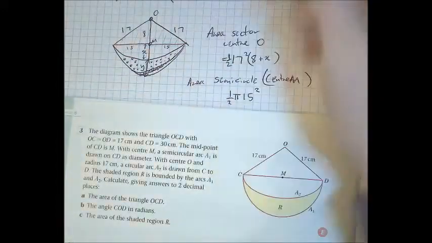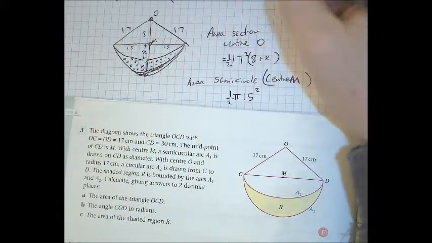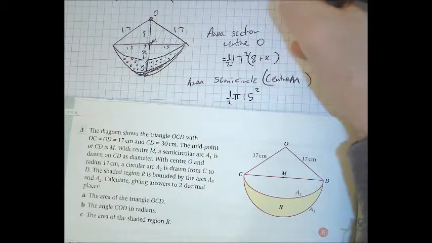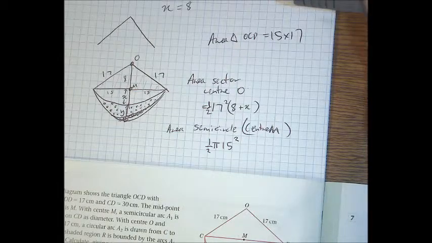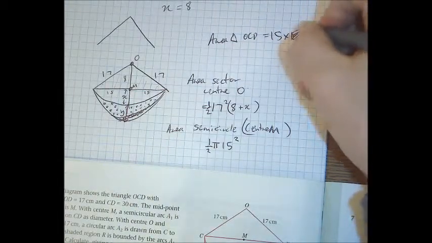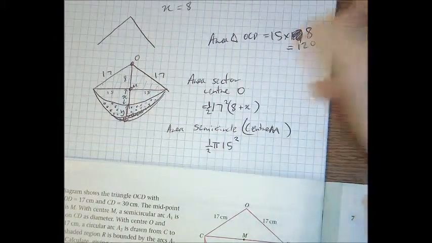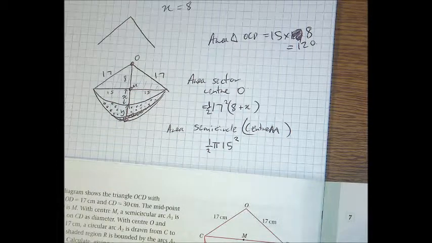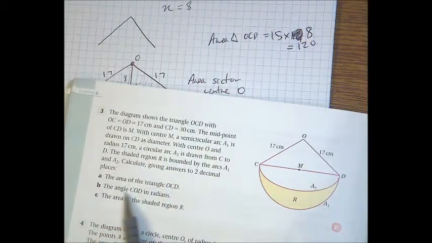That's nice and simple. Area of triangle OCD is just half the base times the height. So that's 15 times 17. Oh, sorry, not 15 times 17. 15 times 8, which is 120. Now, so that's part A. Part B is the angle COD in radians.